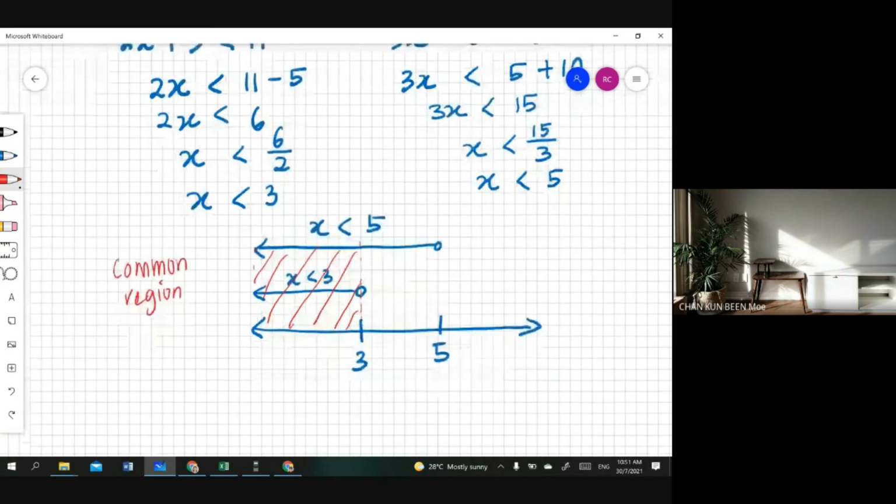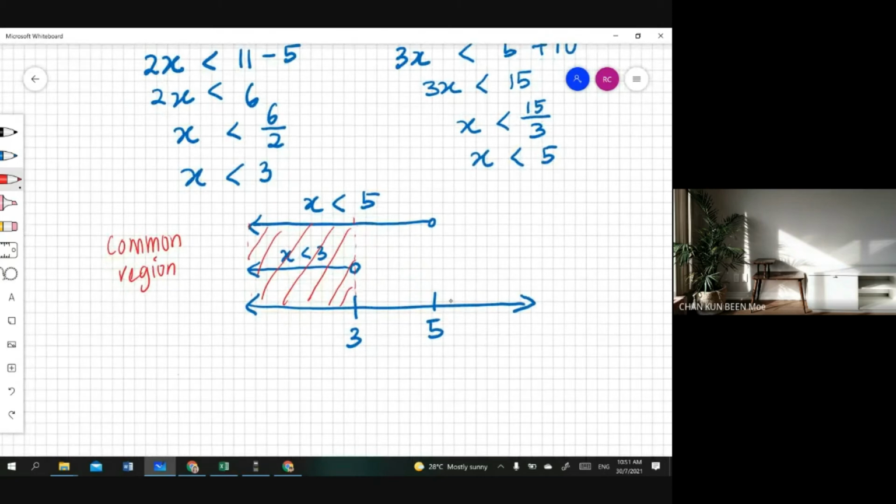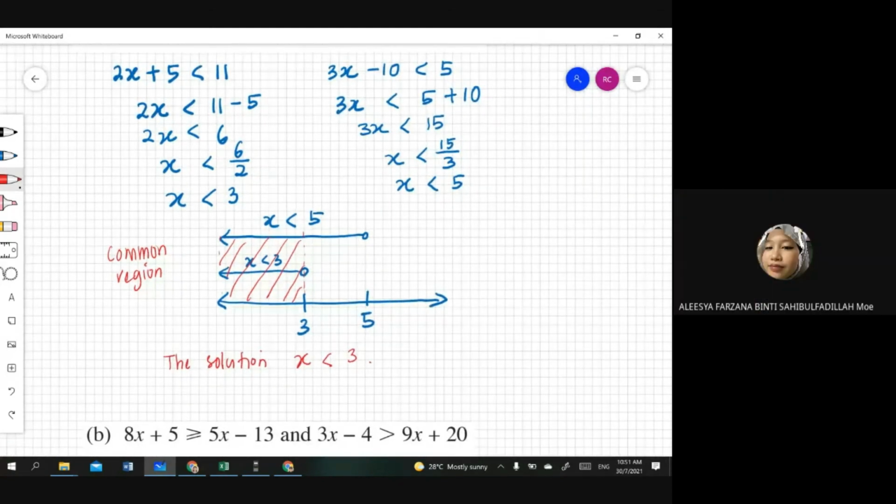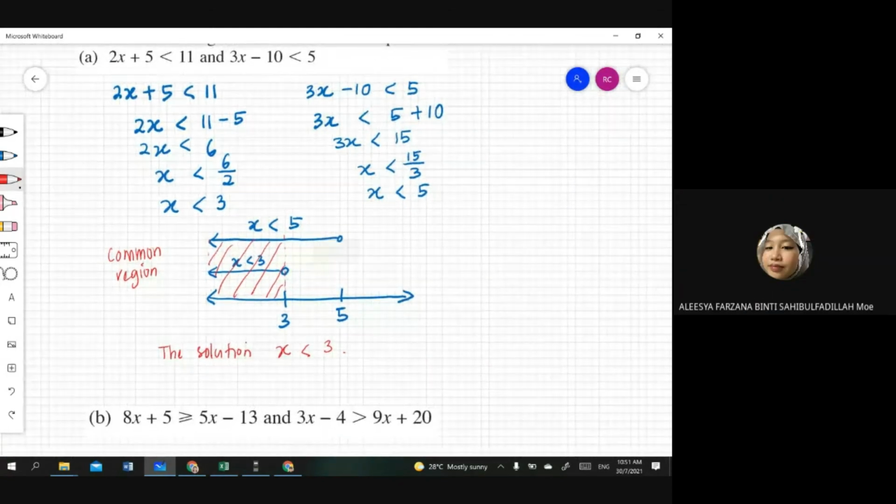Therefore, the solution for this answer is x, you just need to start from this line. This is a 3, right? And then the symbol is less than. So the solution is x less than 3. That's all for that. Do you understand, class? Yes. Okay. Give you another example.